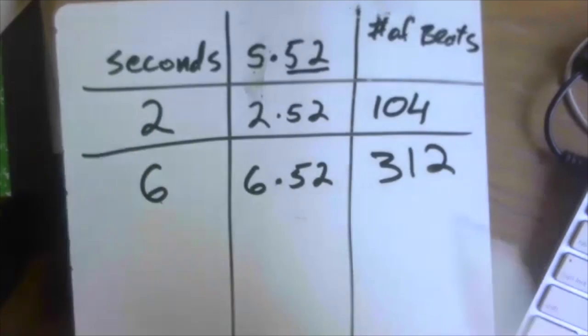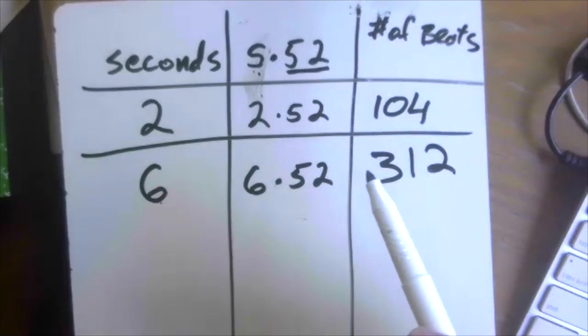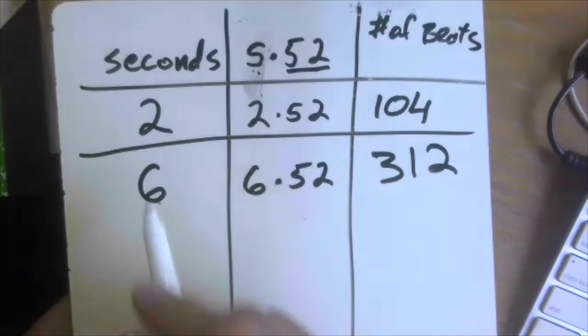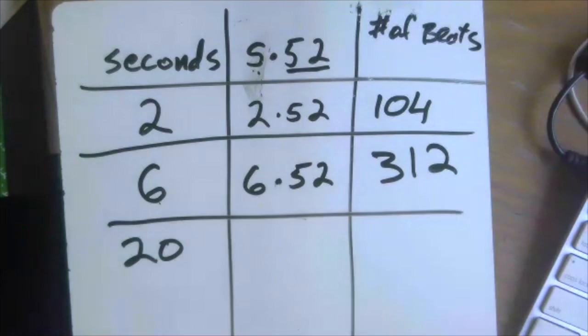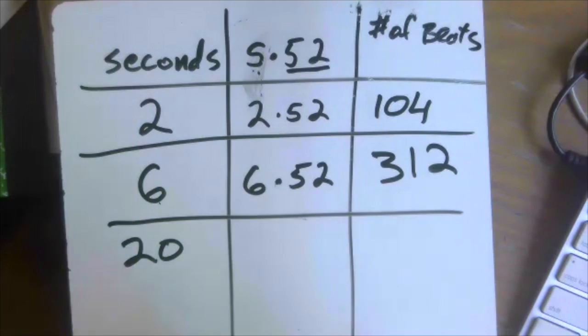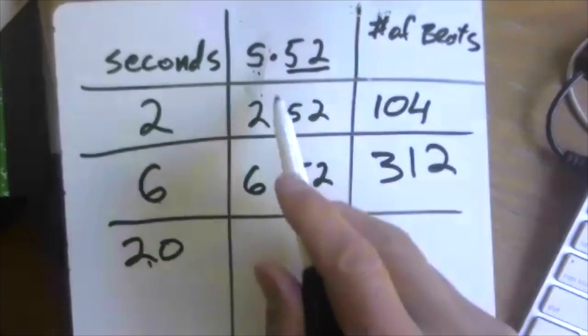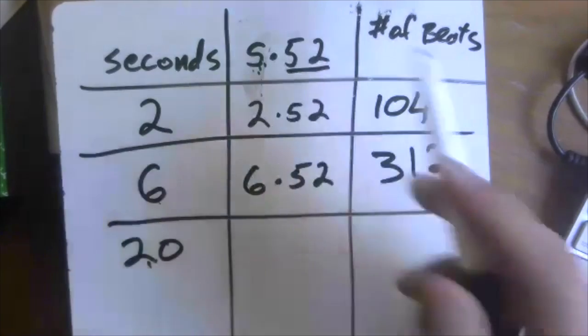You see how we're making a table here. This is called a function table. The function is S times 52. And then number 3 says, what if it's in 20 seconds? So under seconds, I put 20. And in your book, it just breaks these into separate tables, but it's the same thing. So now I'm gonna do 20 is the S, so S times 52, 20 times 52.